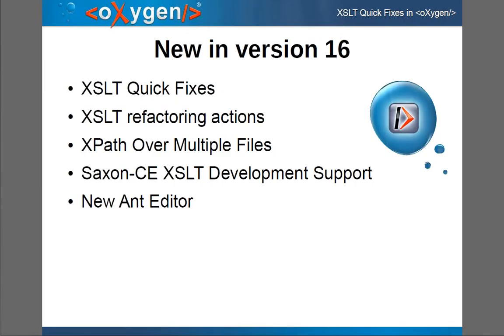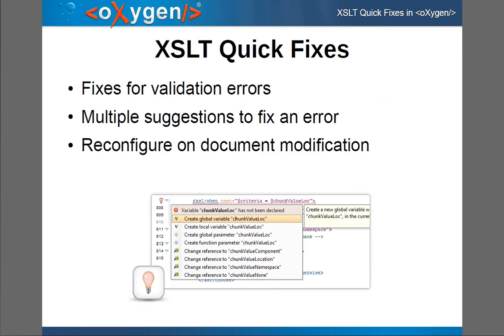I have here an outline of the presentation. So first we look at the XSLT Quick Fixes, then we see the refactoring actions that were added in this version. Next we'll see the XPath over multiple file support, then the development of the XSLT style sheets for Saxon CE, and at the end the new Ant editor. So let's start with the XSLT Quick Fixes.